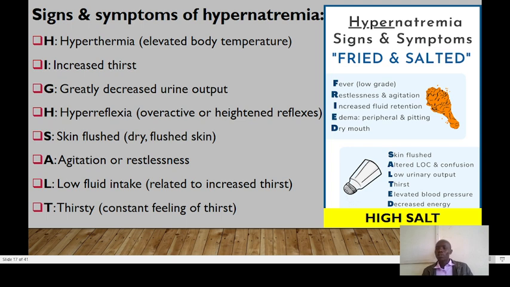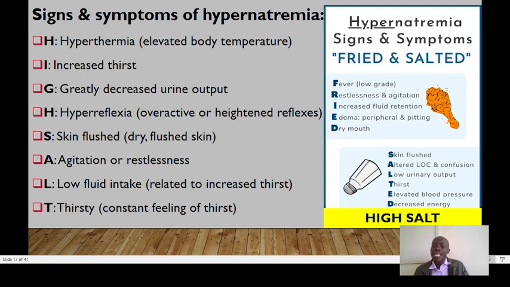All right. Also have increased thirst. We have greatly decreased urine output. Remember, the recommended urine output for a patient is about 30 mL per hour. Then we have the hyperreflexia. These are overreactive or heightened reflexes.